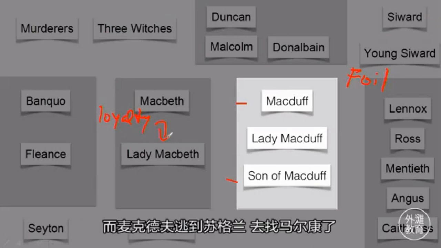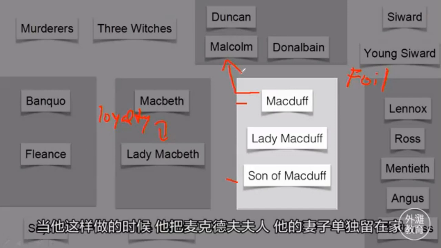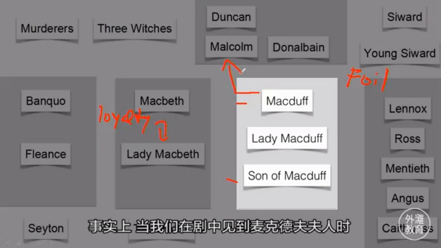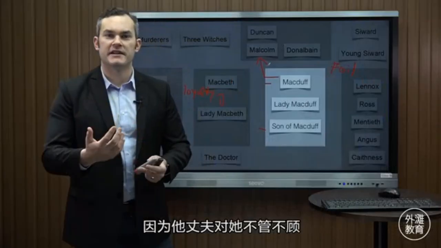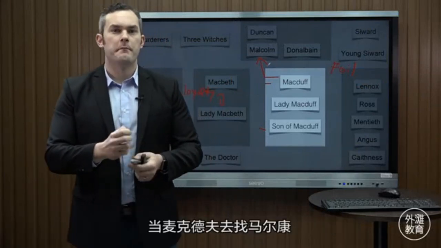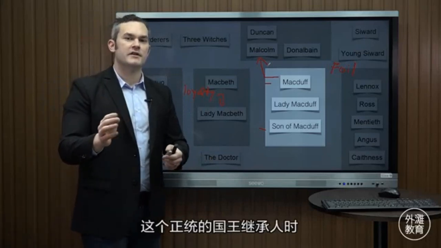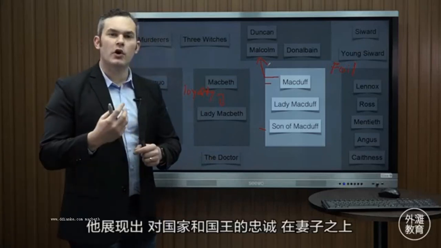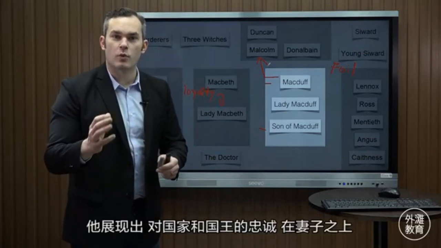Macduff, however, flees Scotland to go to Malcolm. And when he does this, he leaves Lady Macduff, his wife, alone at home. In fact, when we meet Lady Macduff in the play, she's upset that her husband has left her unprotected during such a dangerous time when so many people are dying. But when Macduff leaves to visit Malcolm, the rightful king of Scotland, what is he doing? He's showing loyalty to the state, to the king, above loyalty to his wife.